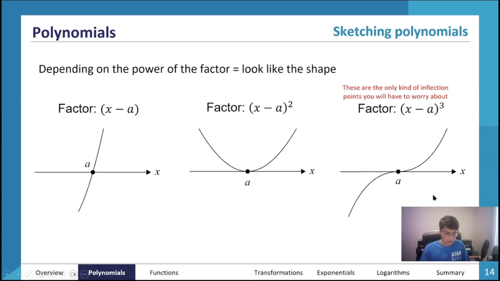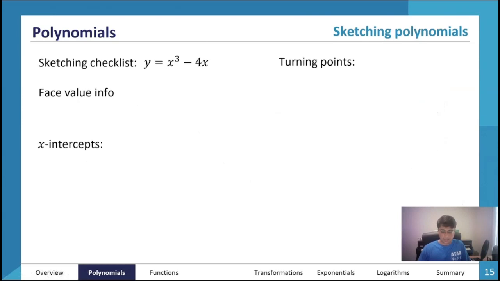So that's that there. All right, just as a little bit of an exercise, I'm going to help you figure out how to sketch this cubic right here. So we have y equals x to the 3 minus 4x. The first thing we want to do is identify what form this polynomial is in. Now we don't have any brackets, so it's definitely not factorized form.